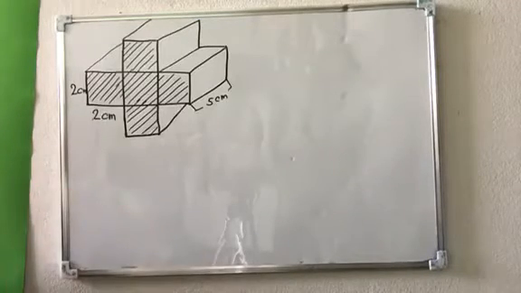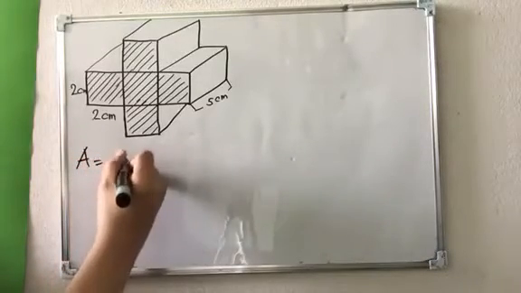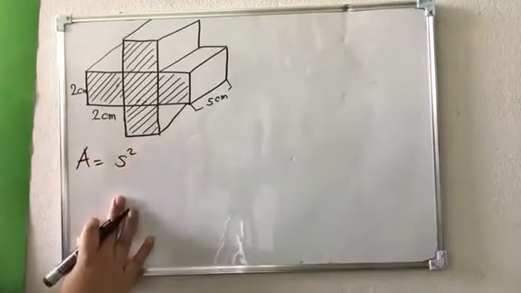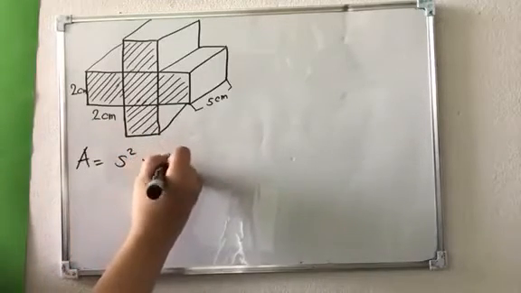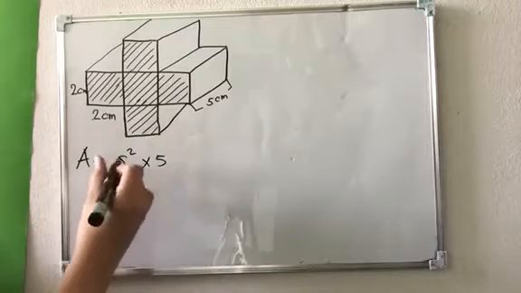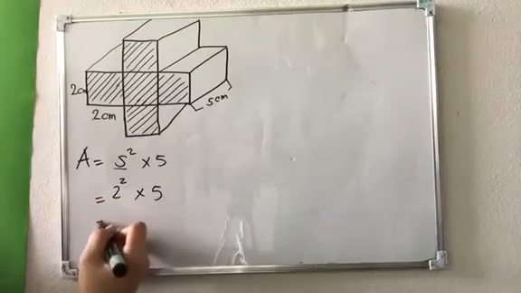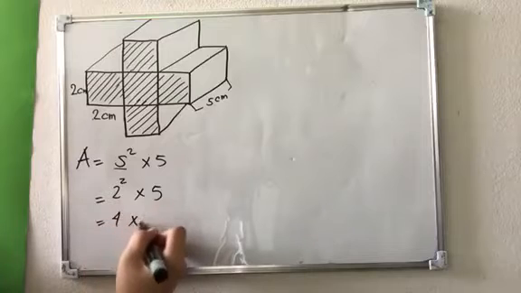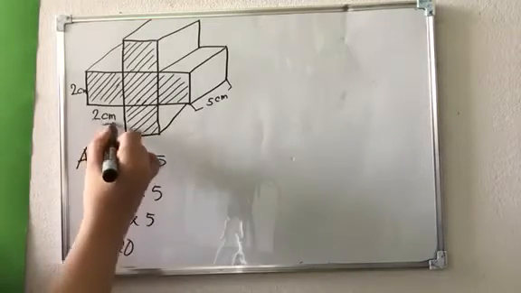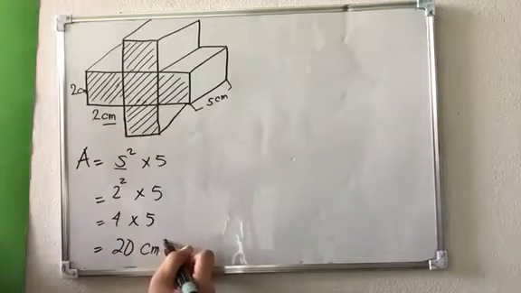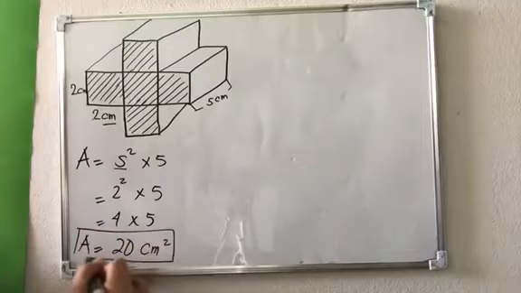Okay, so area, what is that? Side squared, and since there are 5 of them, we have times 5. What is the side? 2 squared times 5. So we have 2 times 2, 4, times 5, which is equal to 20. What is the unit? Centimeter squared. So this is our area.